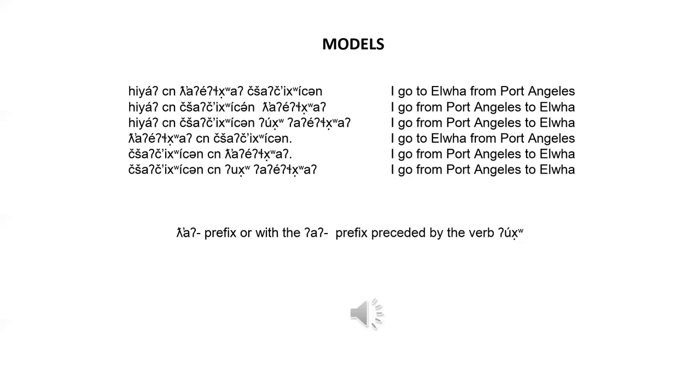The verb hiya in the first three sentences could be replaced with just about any verb of motion to indicate mode of travel. You could use the verb shtung, walk. For example, shtung sint a eshwa cha chwitsin. I walked to Elwha from Port Angeles.